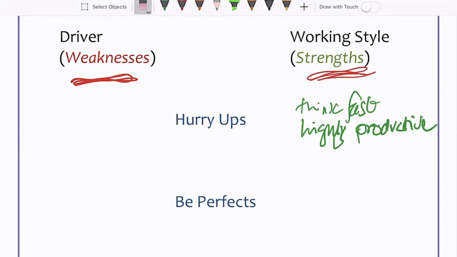But if we go over to the negative side, the weakness side, they can be a bit intolerant. If you're not thinking as fast as they are, they get a bit frustrated and it's like, come on, come on, come on. It doesn't take this long, does it? And so they sometimes are intolerant. They may not listen well.